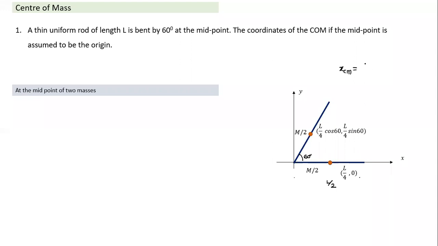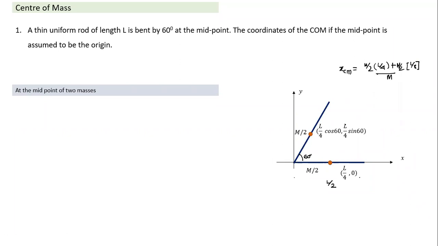M by 2 into the x coordinate of this, M by 2 into L by 4, plus again M by 2 and L by 4 cos 60, which is equal to L by 8, and divide by the total mass M. Similarly, I can find XCM and YCM. That's one way of finding it out.